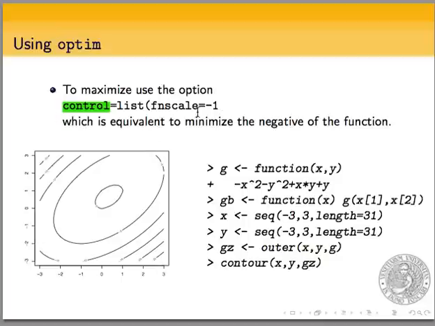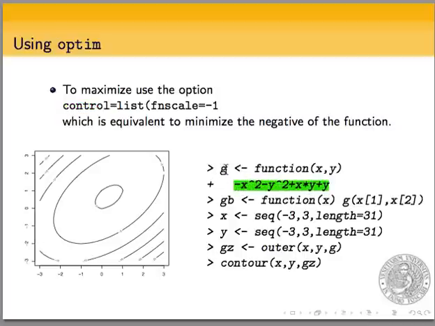Well, basically here you want to reverse the so-called function scale. So basically you are multiplying the function by -1, and in so doing, instead of minimizing a function, you minimize the negative of the function, which is equivalent to maximizing. So here I am using, as an example, another function of two variables.